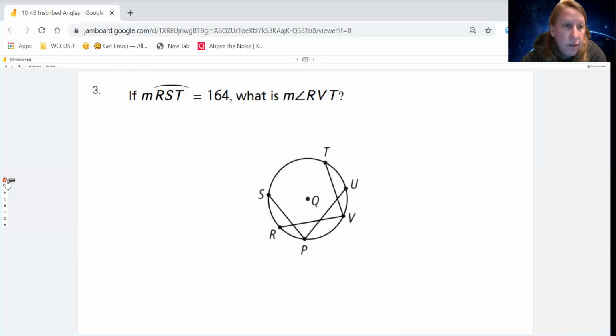These are on the final, probably these exact same problems. What do we know on this one? We know the measure of arc RST. RST is 164 degrees. What is the measure of angle RVT? From R to V to T.